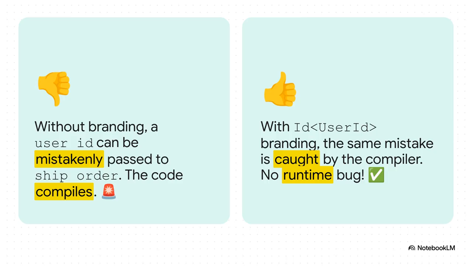But now, look at the right. By using a phantom marker, we've branded them. They are now fundamentally different types. Try to pass a user ID to a function expecting an order ID? Bam! Compile error. The bug is dead before it was ever born.